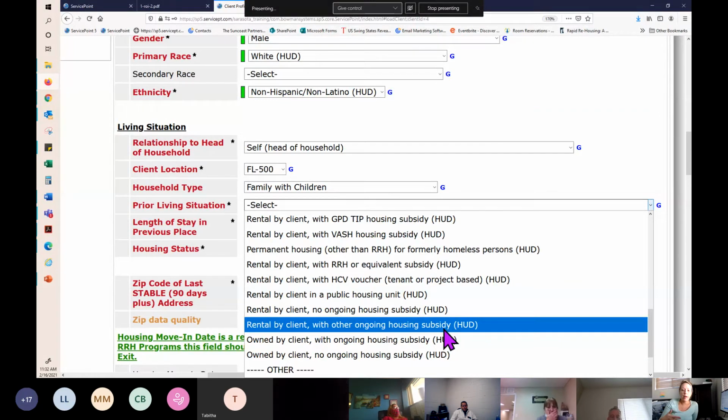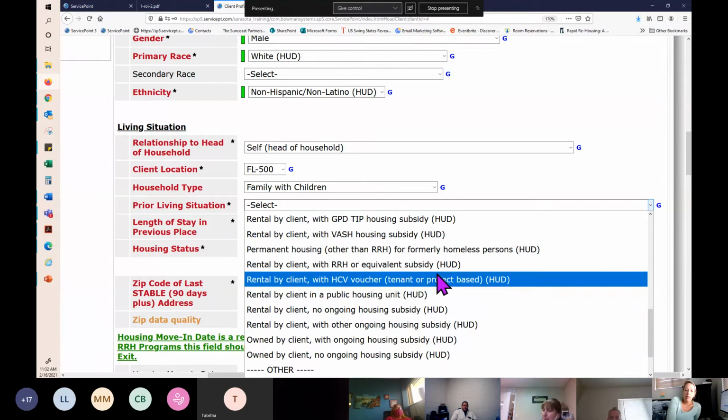But really, we're not entering clients that are literally homeless into homeless prevention projects. That just doesn't make sense, right? Same as we're not entering clients into rapid rehousing projects if they're staying in a rental by client. That just doesn't make sense, right?